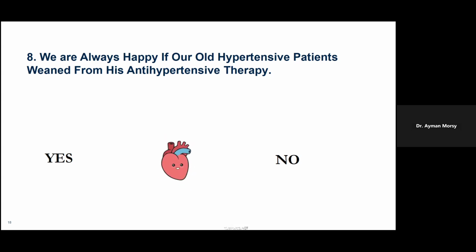Why? Because the LVH pathology is changing to infiltrative pathology, that's why we consider infiltrative cardiac disease. One of them is cardiac amyloid, at the top of our list. So all cardiologists are not happy at all if their patient becomes normotensive or hypotensive after taking 3 or 4 antihypertensive therapies.